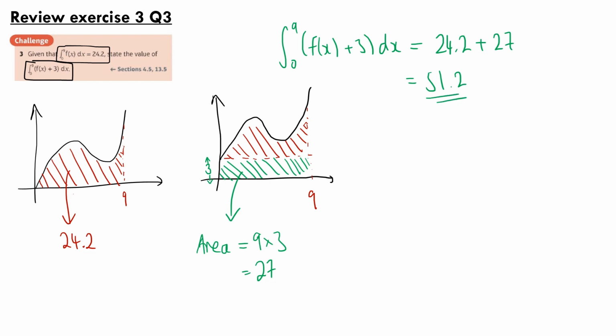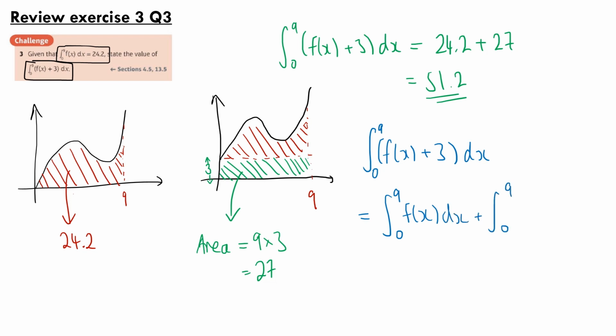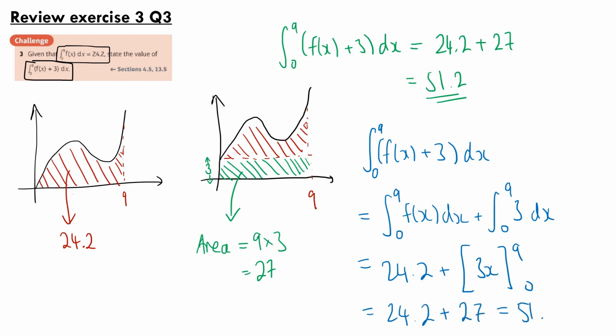And another way of thinking about this is to actually evaluate the integral of f of x plus 3, keeping f of x as it is, from 0 to 9. So this is just going to be equal to the integral from 0 to 9 of f of x, and then splitting the integral, we need to add on the integral from 0 to 9 of 3 dx. And this here will give you your 24.2. And then 3 integrates to 3x from 0 to 9, and that will give you your 27. So there are 2 ways of thinking about this question for you.